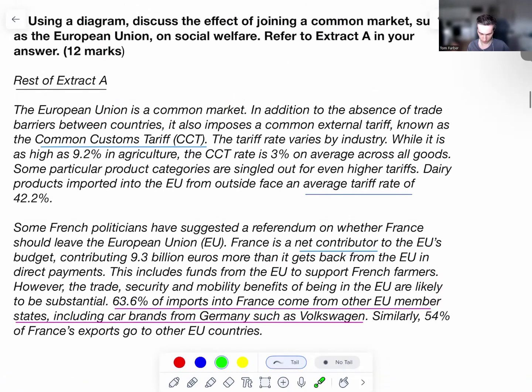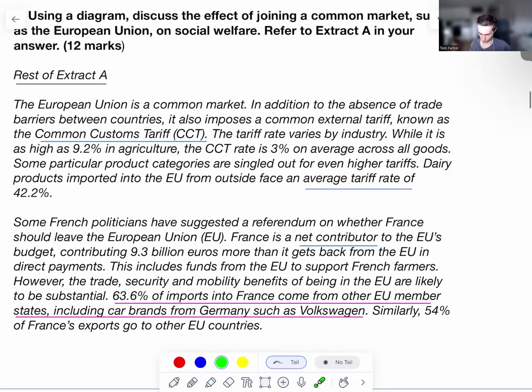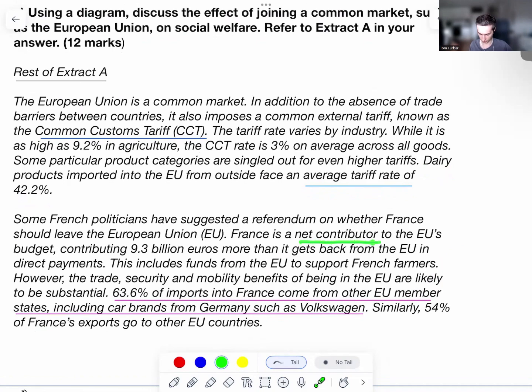So some other points we could use here for evaluation would be things like the common customs tariff, which is like the common external tariff that the EU puts on countries outside the EU. An example would be the average tariff rate of 42.2% for dairy. That's one of the highest tariff rates in the CCT. Also, that France is a net contributor to the EU's budget. That could be a relevant counterpoint as well.